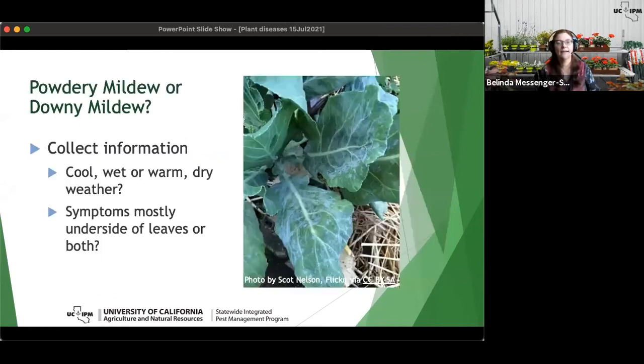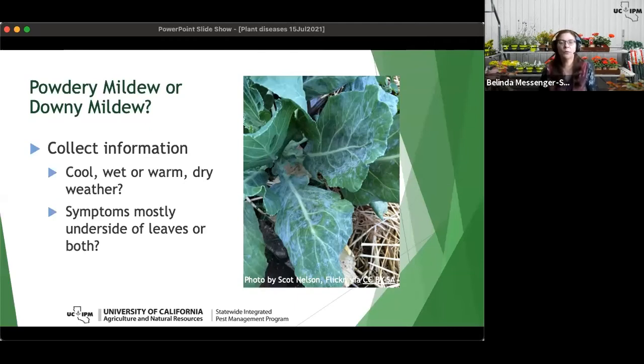Okay, next slide, please. So you might confuse downy mildew and powdery mildew. I know I have in the past. However, these two diseases will differ in a few important ways. So you'll need to collect some information about your growing situation. Powdery mildew thrives in warm, dry weather, whereas downy mildew is a cool weather disease. So, that's one thing to ask yourself. Okay, what's the weather been like?